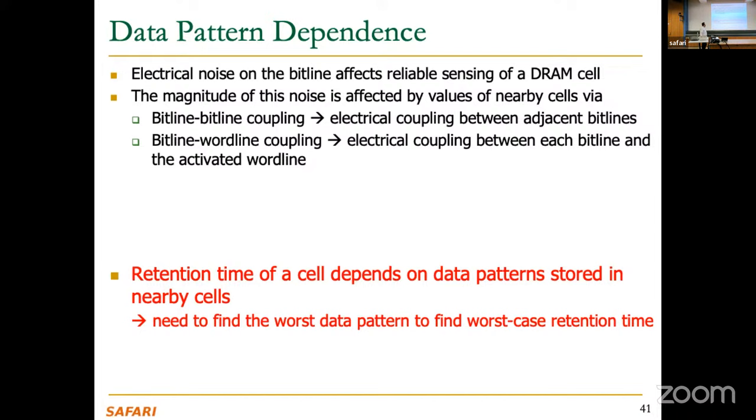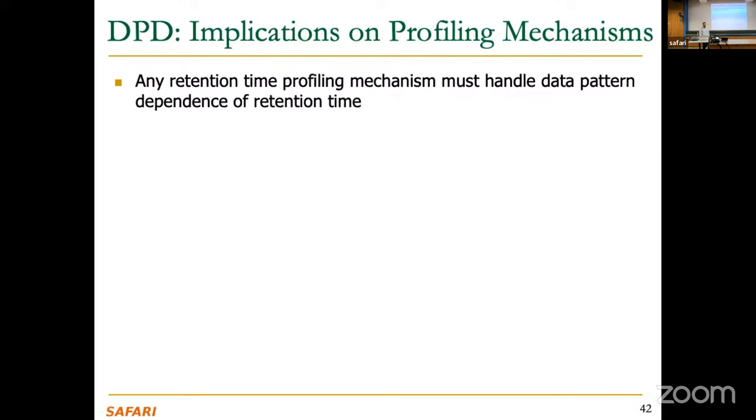So the retention time of the cell depends on data patterns stored in nearby cells. We need to find the worst case data pattern for the retention time to ensure that the cell will not experience any data retention bitflips. And this data pattern dependency has implications on our profiling. So we need to try different data patterns, basically.